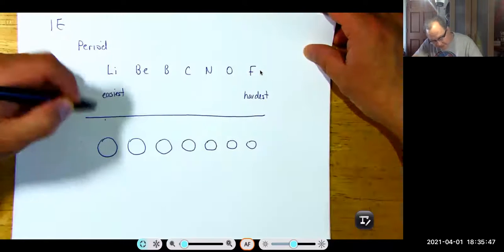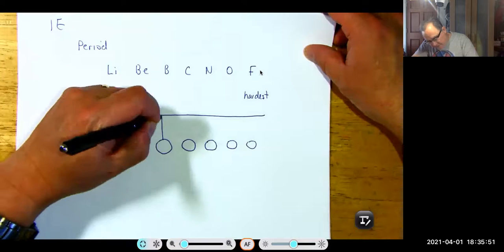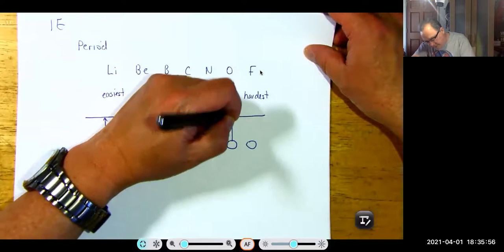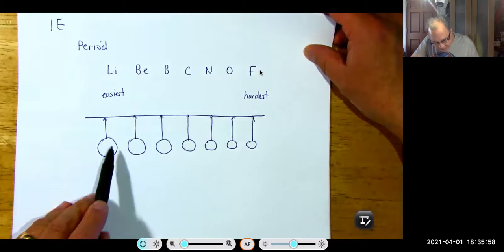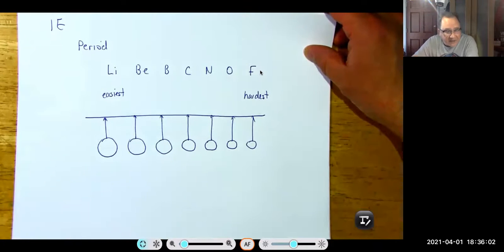And here we're going to take this electron away. We're going to take this electron away. So we're taking an electron away from the outermost shell. And what you can see, what happens to these arrows is they get longer and longer and longer because the ionization energy is greater.